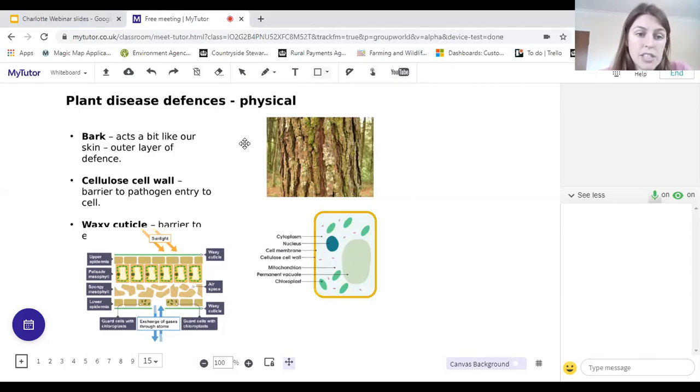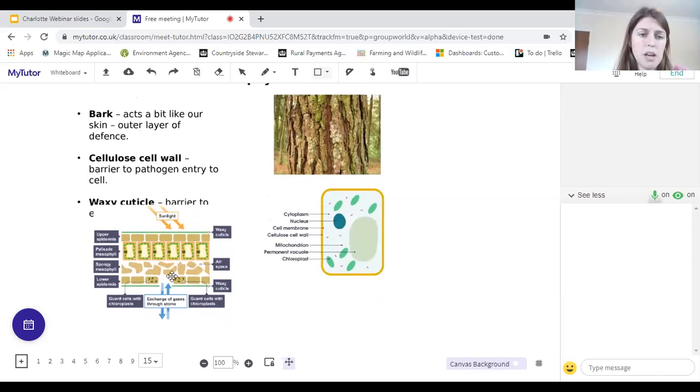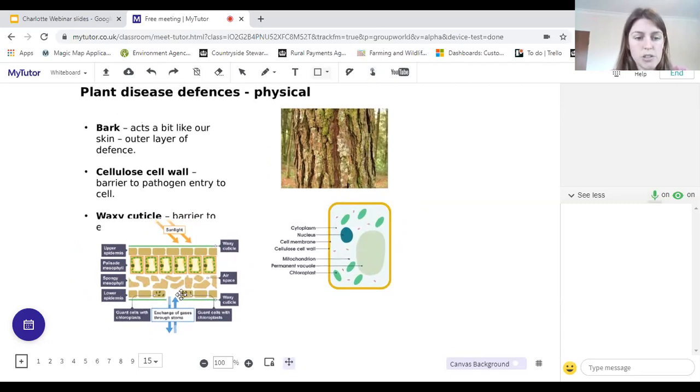And secondly, plants have a cellulose cell wall in each of their cells. If you remember the difference between animal and plant cells, plants have a cellulose cell wall. So as well as keeping the cell rigid alongside the vacuole inside, the cell wall is a barrier to pathogen entry to the cell. They also have a waxy cuticle on the leaf. So a waxy cuticle is a layer on the top of the leaf, and it is effectively a barrier to pathogens entering the leaf. So if we look at the diagram at the bottom here, you can see the waxy cuticle on the top there, above the epidermis and the palisade mesophyll. The cell wall here around the outside of the plant cell. So those are physical defences.